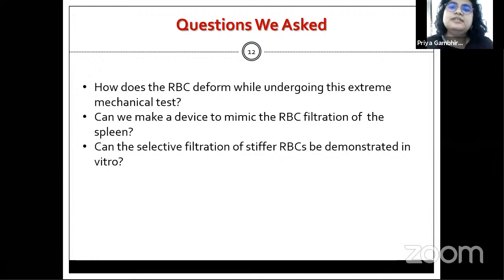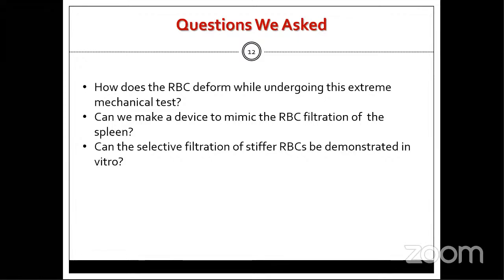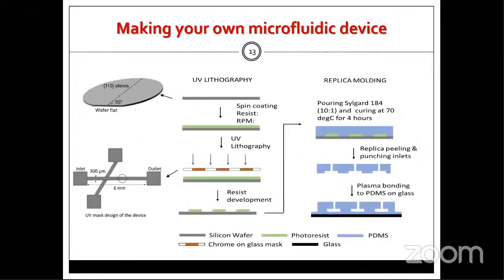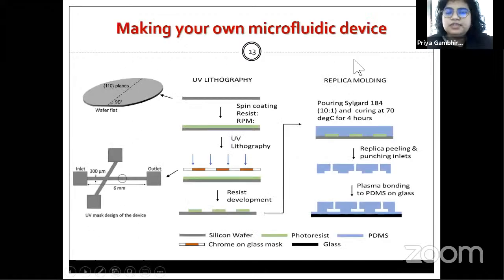Why we wanted to do that is because we have not seen in vitro how an RBC deforms so much, what kind of shapes it takes while passing through this extreme mechanical test. Can we make a device to mimic this filtration capability of the spleen? And would it show in vitro a difference in deformability just based on the filtration capability? We wanted to understand all these questions. Most importantly, we wanted to see whether the RBC deforms as much every time. Okay. So now here comes the question, how do we make the microfluidic device?